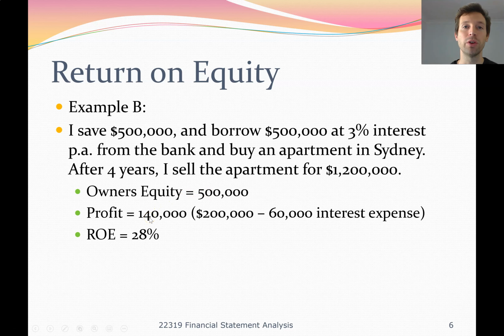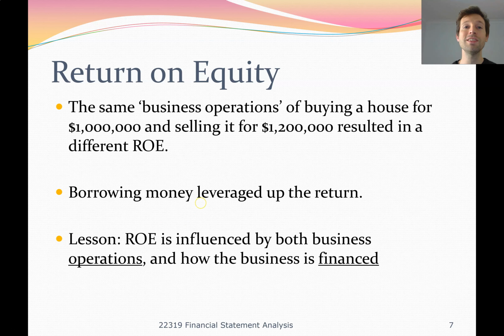My profit is no longer $200,000. That's because I've sold the apartment for $200,000 more than I bought it for, but I also had to pay interest on my bank loan. So 3% interest per year for 4 years times 500,000 gives me 60,000 in interest expense. So now my return on equity would be 28%. That is, my profit of 140,000 divided by 500,000 in owner's equity gives me a return on equity of 28%. This is a very simple example, but it illustrates a really powerful point in business. Our return on equity is influenced by how we have financed the transaction.